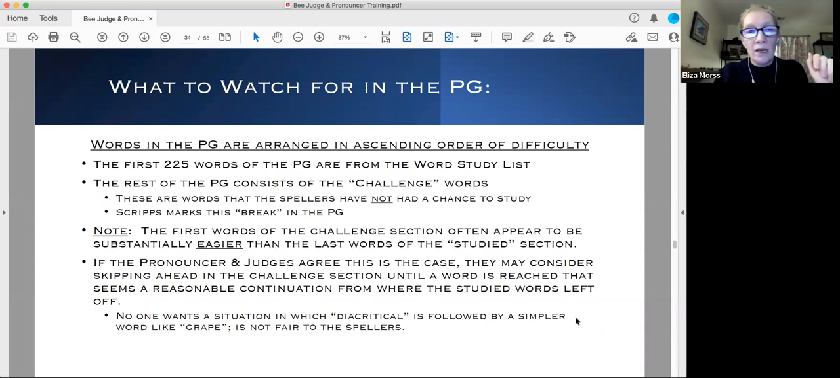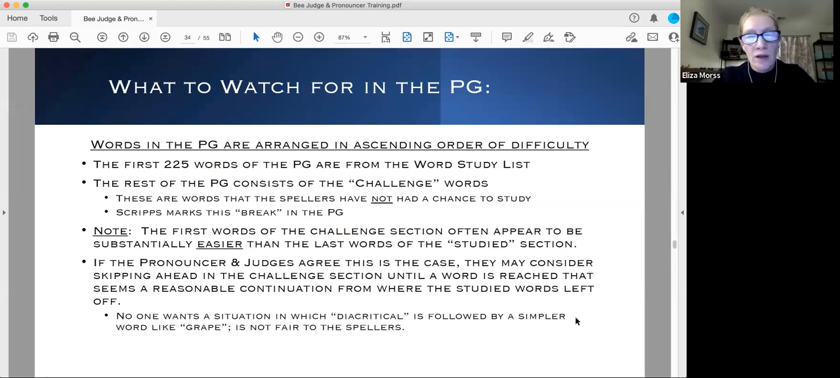Because if you're in the middle of a round and you jump into the challenge section and one person has just gotten the hardest word in the word study list, and someone gets the easiest word in the challenge section, there's a big difference. And it can get ugly. I mean, you have the gasps in the audience, like, what? How did that happen? How did my child get the really hard word and someone else got a very simple word, like titter totter?